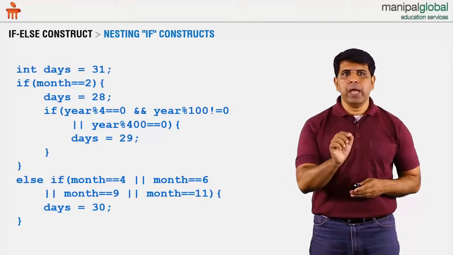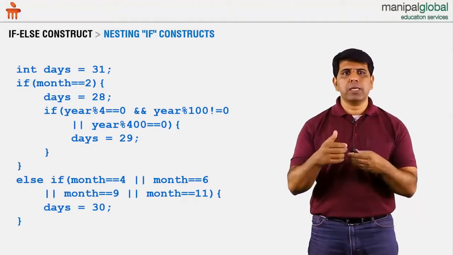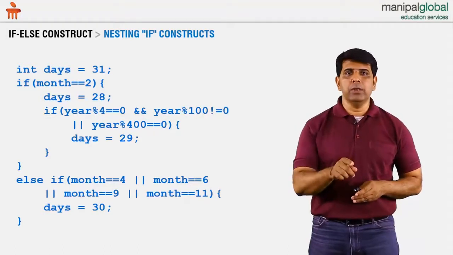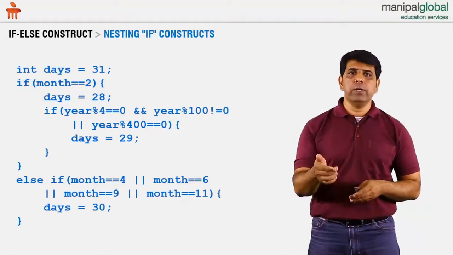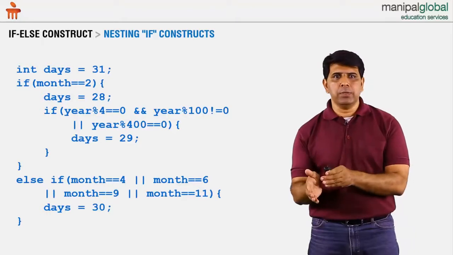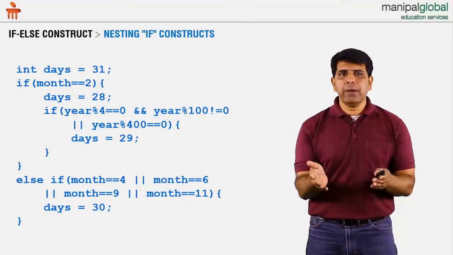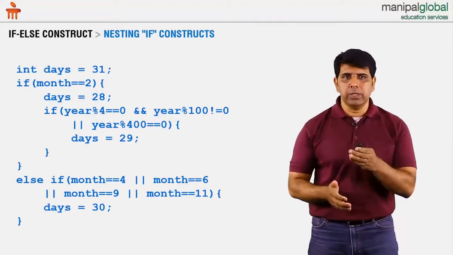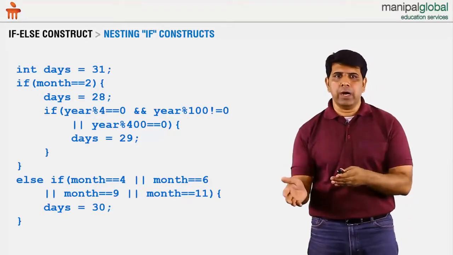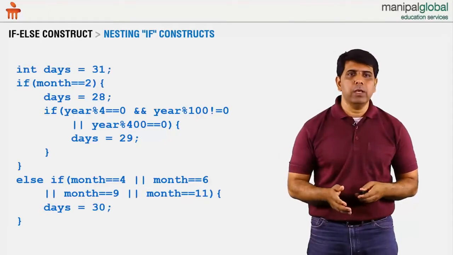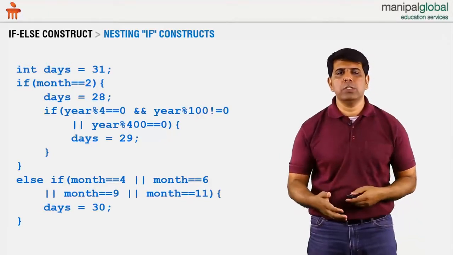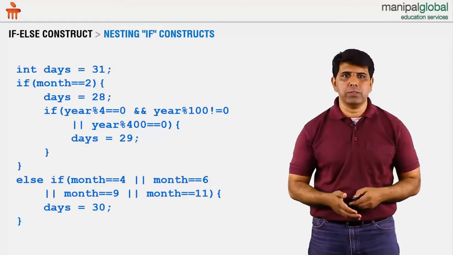So we are thinking that if month is 2, we assign days as 28. But remember, there is a possibility of a leap year. So now we check if the year is leap. Now days is 29. What if it's not leap? Nothing happens, days is already 28, because month is February and it's not a leap year, so days remain 28. Now this way you can nest for multiple conditions.